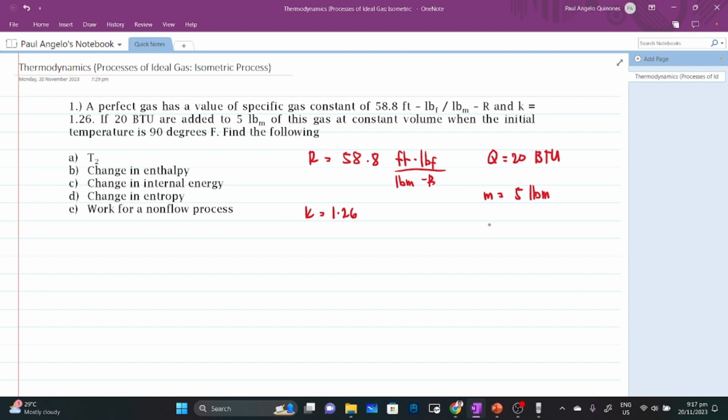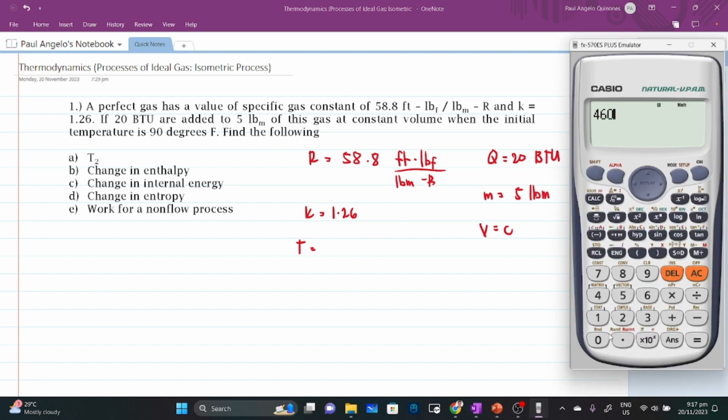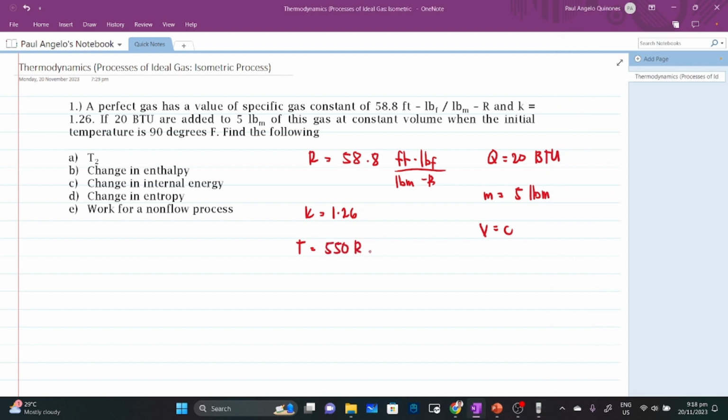So we put in the assumption right away, which is V is equal to C, when the initial temperature is 90 degrees Fahrenheit. If you convert that in terms of Rankine, that is 550 degrees Rankine. Okay? So now, in step 1, we are asked to solve for T sub 2. So step 1, first assessment.